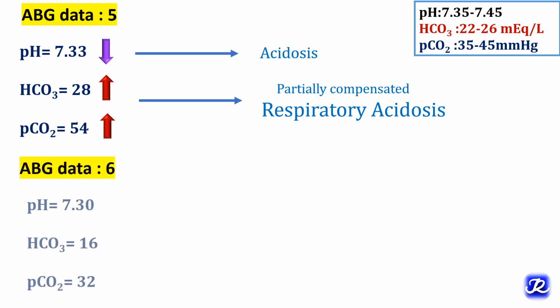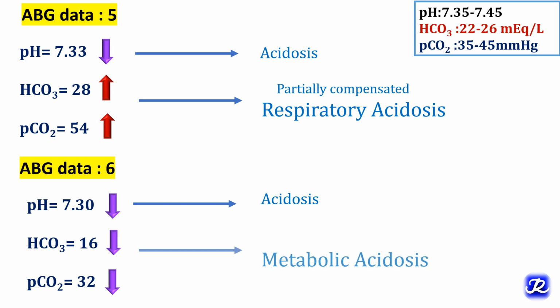Next ABG data shows pH is 7.30. It is decreased, means again it is acidosis. Bicarbonate is decreased and partial pressure of carbon dioxide is also decreased. So in metabolic acidosis, we know that there is decrease in bicarbonate level. So we can label it as a metabolic acidosis. And the change in partial pressure of carbon dioxide is a result of respiratory compensation.